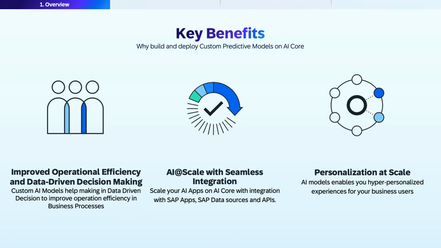The second benefit is AI at scale with seamless integration. SAP BTP makes it possible to connect AI models with both SAP and non-SAP applications. It can draw on data from SAP HANA, CDS Views, SAP DataSphere, and OData services, ensuring that insights are delivered directly within business workflows. The third benefit is personalization at scale.